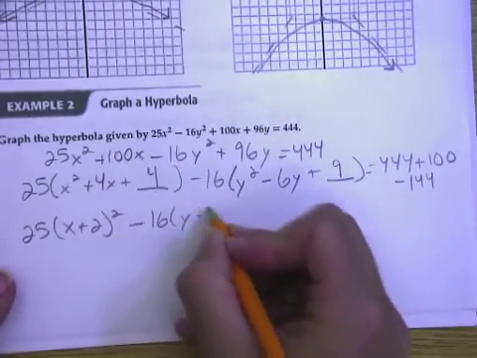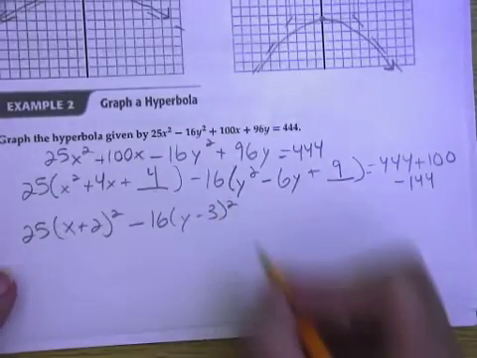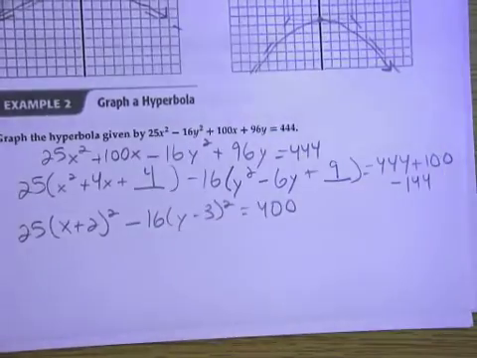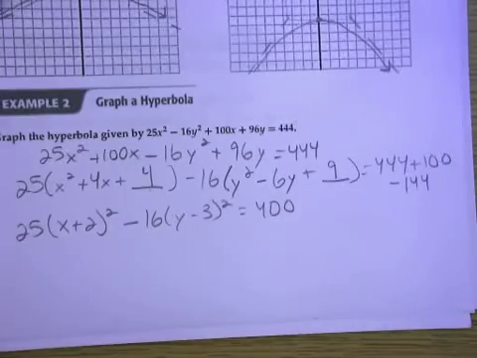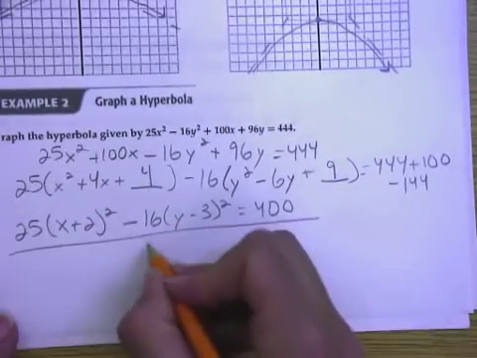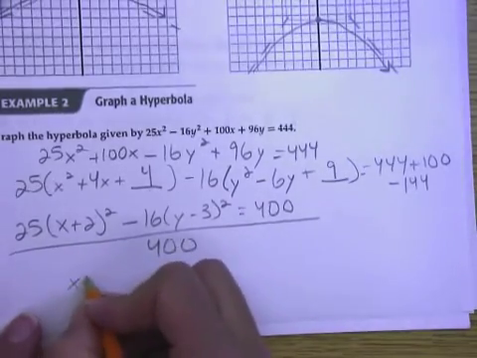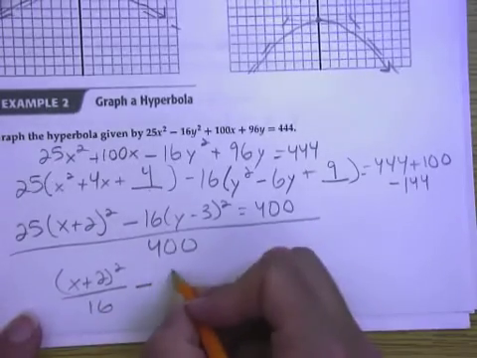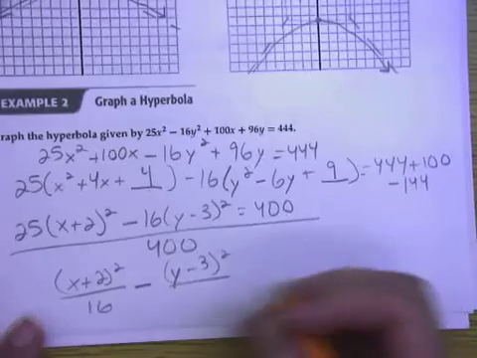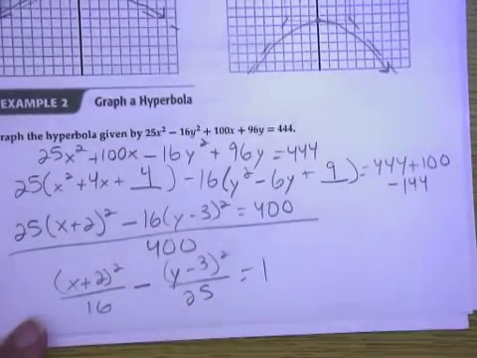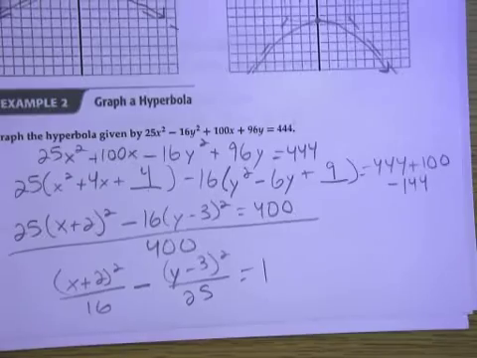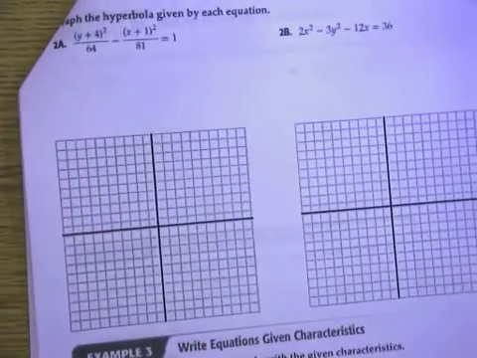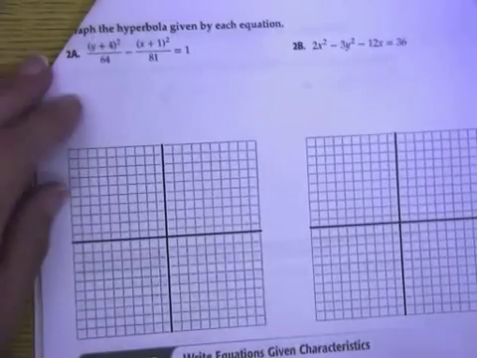So when all is said and done, I've got 25 times x plus 2 squared minus 16 times y minus 3 squared equal to 400. Last step is to divide the whole equation by 400. So I'll have x plus 2 quantity squared over 16 minus y minus 3 quantity squared over 25 equal to 1. And now this equation is in standard form.